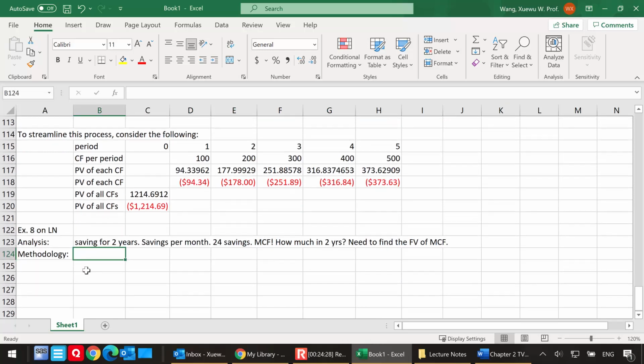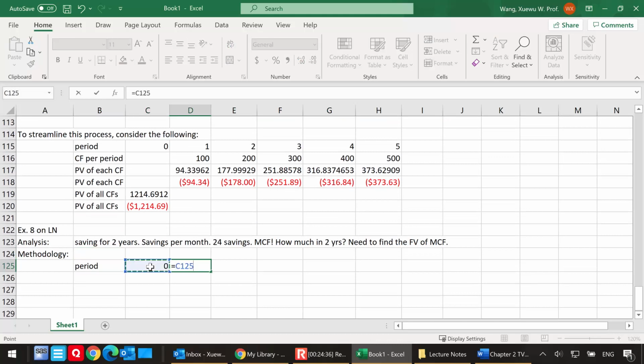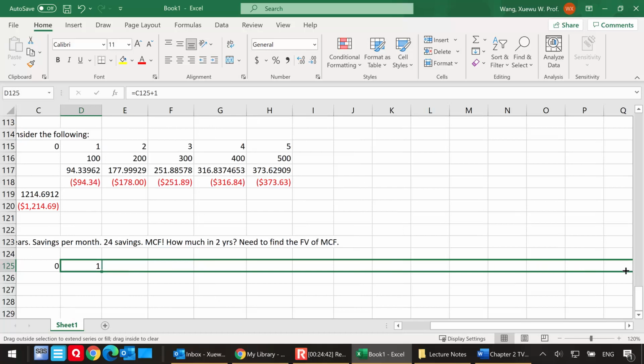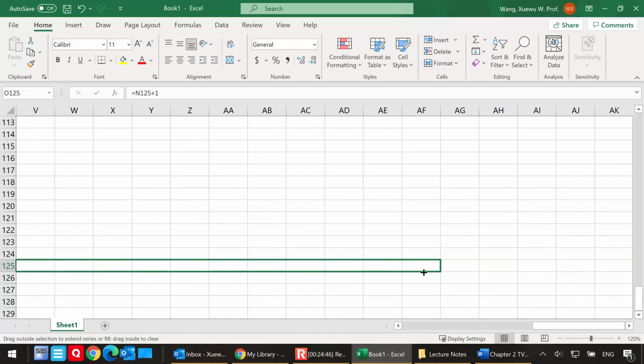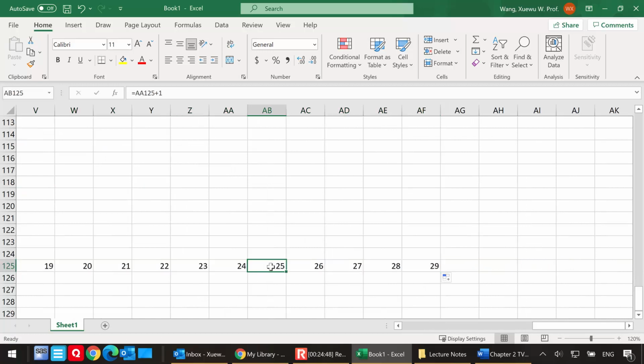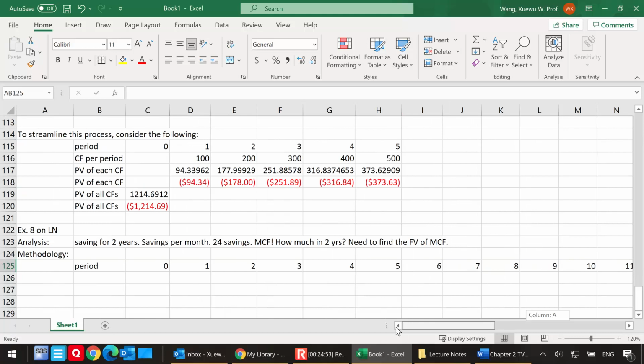All right. So first of all, let's build a timeline. All right, so this is period 0, which is today. This is in 1 month from today. This person is saving per month. So I'm going to have 24 months here. So let me just make sure we have 24 months, right? Well, that's more than enough. So let me just get rid of that. All right, so 24 months is here, where I'm using the copy across technique to build a timeline of 24 periods.